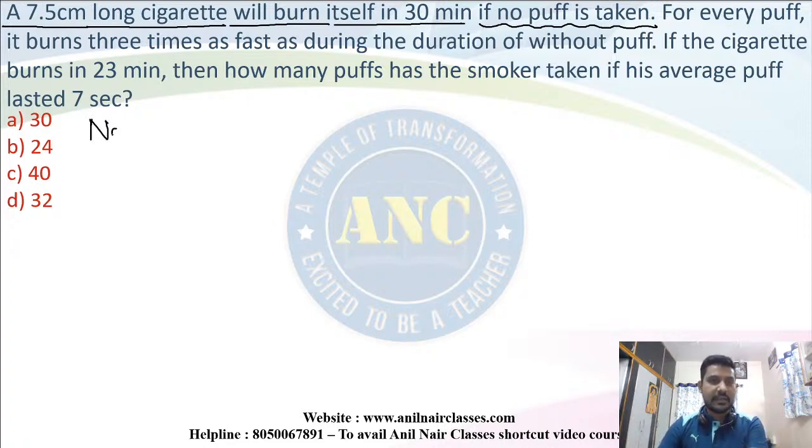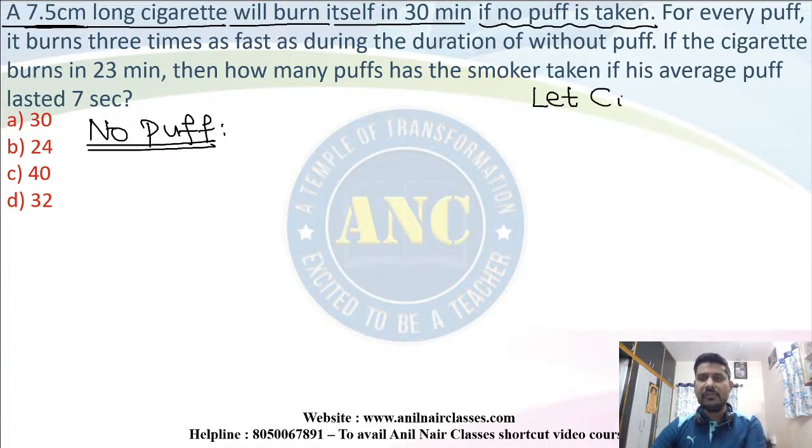That means, let us take the scenario of no puff. Initially, no puff is being taken. Now, I know that the question is given as 7.5 centimeters, but what I will do is, I will assume the length of the cigarette as not 7.5. I will assume it as 750 units.